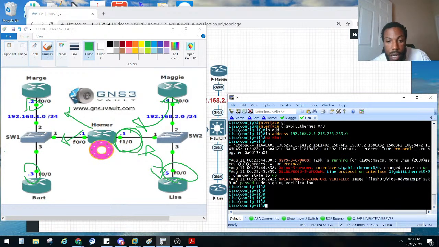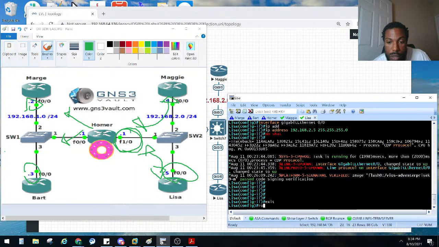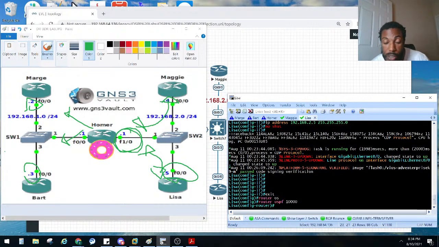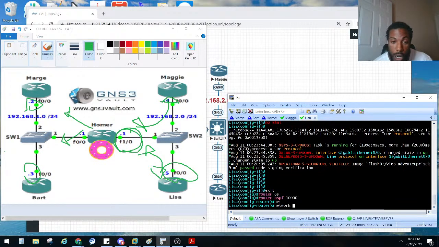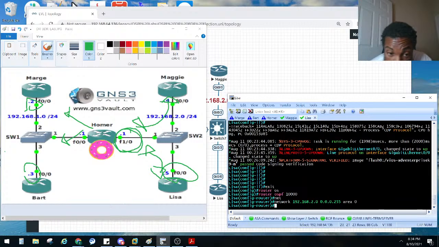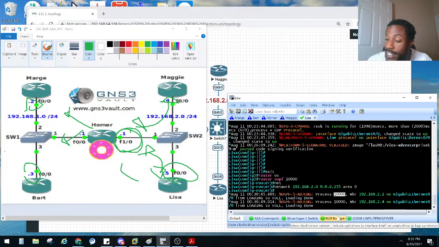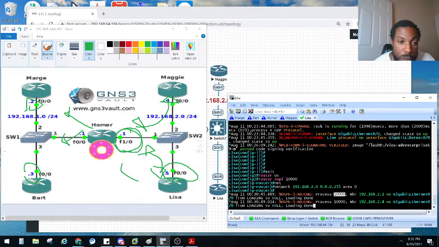And we said, get out of this. Router OSPF. I'm going to do 10,000 for Morningstar. 10,000. And then we're going to say network 192.168.2.0, 0.0.0.255, area 0, and now Lisa and Homer should become neighbors. There they go right there. Process number 10,000. So now I think all of these guys are in one OSPF network.